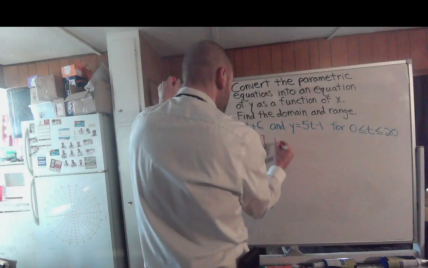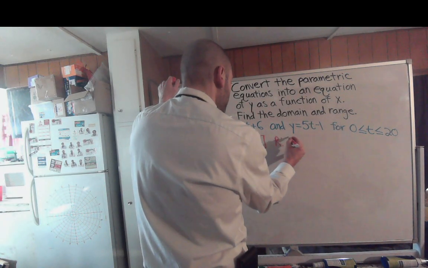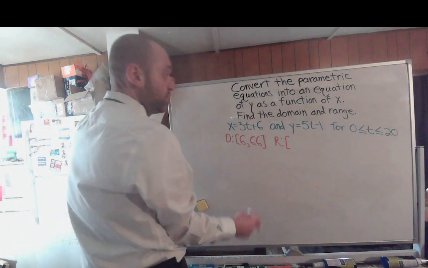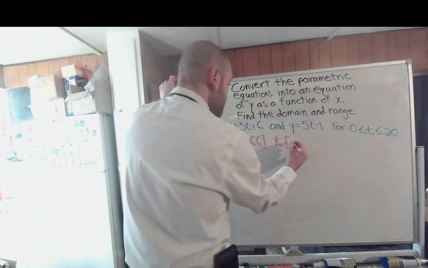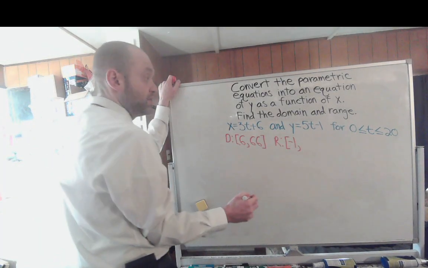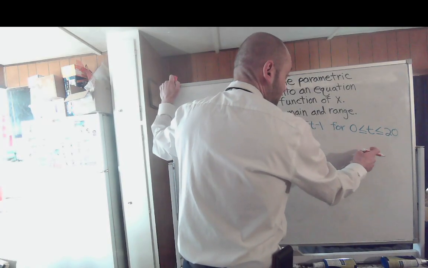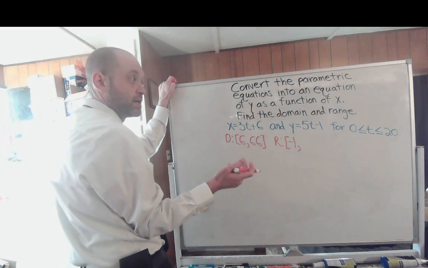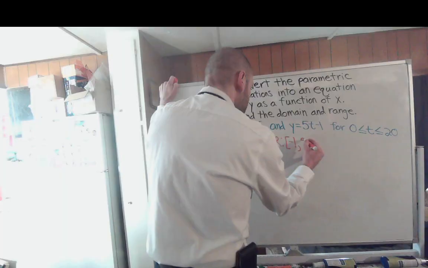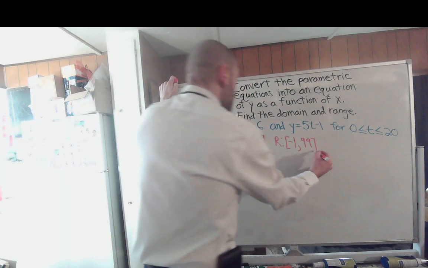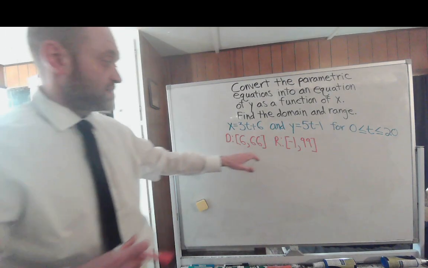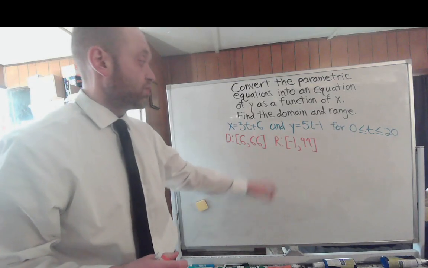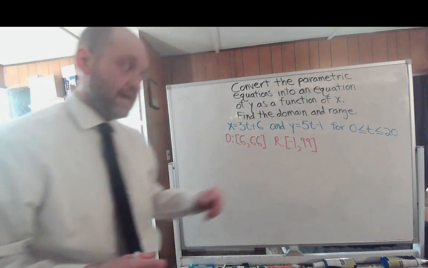Now what about your range? You can find it just as easily by putting in the lowest value for t, which is 0. You would get 0 minus 1, which is negative 1. And then the upper limit of your range would be 20 for t. So what's 5 times 20? That's 100. Minus 1 is 99. So you get a domain from 6 to 66, and a range from negative 1 to 99.